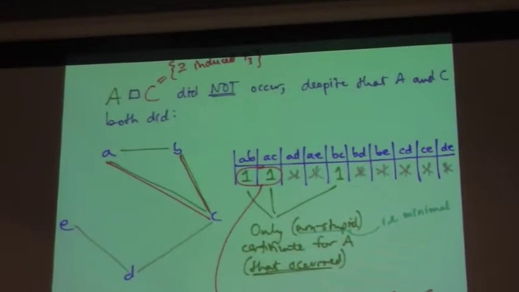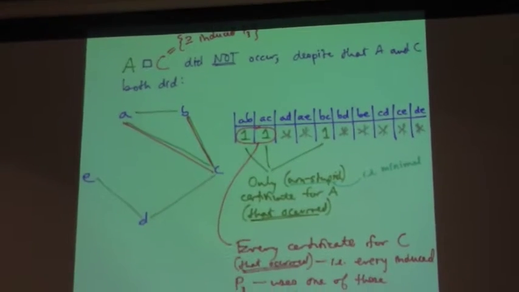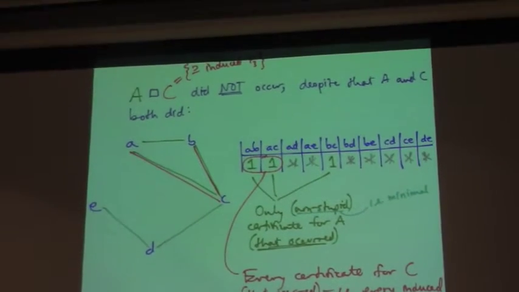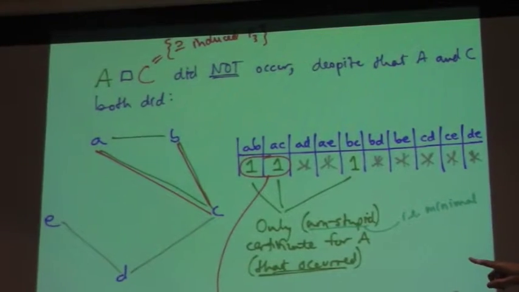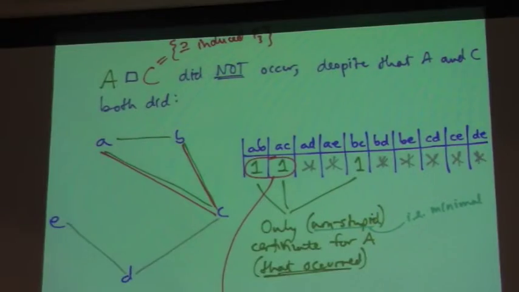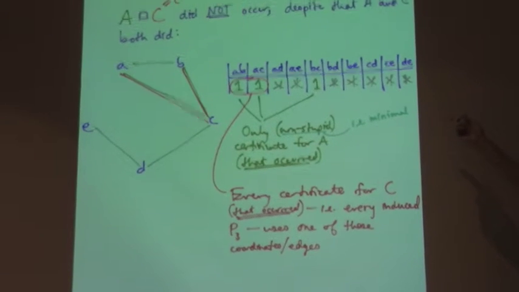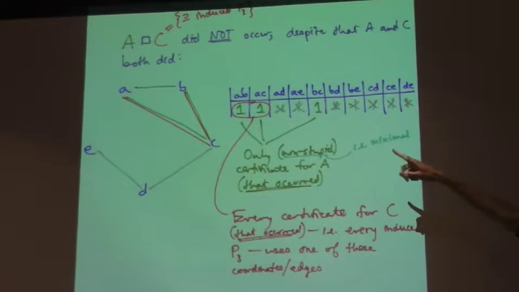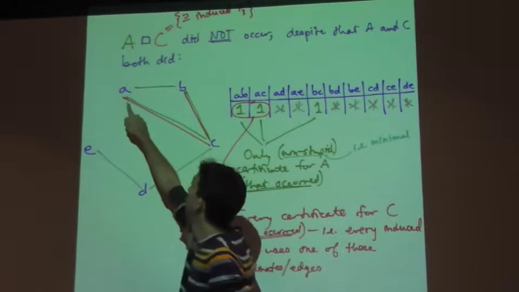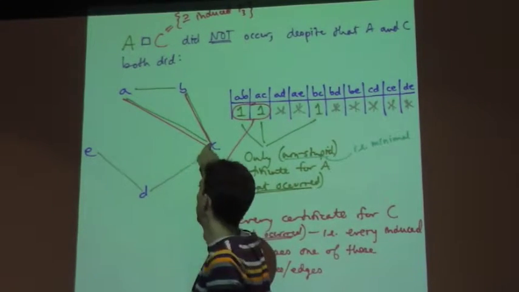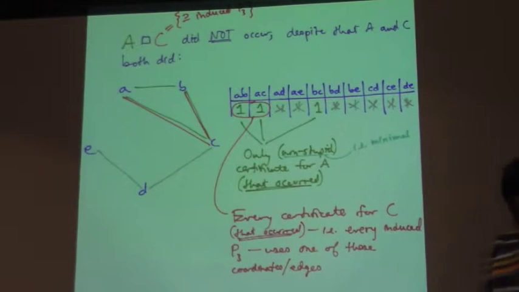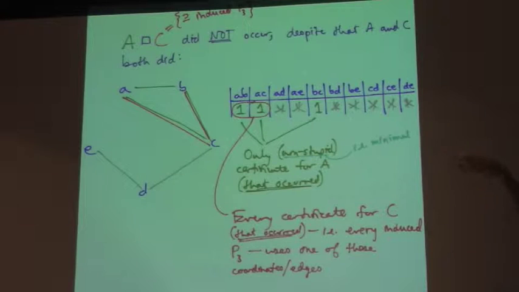Okay, so C was the event containing an induced P3, and that happened. There's an induced P3 in that graph. But it's not the case that A box C occurred, because you can't find disjoint certificates of both the existence of a triangle and the existence of an induced P3. Any induced P3 uses one of these 2 edges, and those edges are both in the triangle. P3 is 3 edges, or 3 vertices? Yes, edges, right. Of course, otherwise you could.